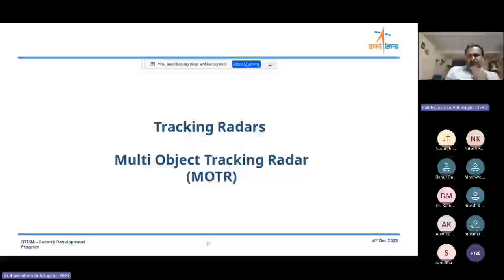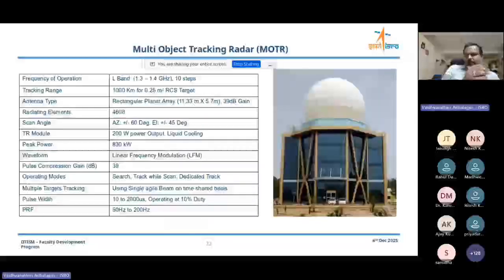And coming to the radars, especially in ISRO, among the phased array systems available is the multi-object tracking radar, which is a completely active phased array radar that has been indigenously designed by ISRO and has been operational from 2015 onwards. It is an active phased array which works in L band, 1.3 to 1.4 gigahertz. It is primarily meant for tracking a 0.25 meter square target up to a range of 1,000 kilometers.